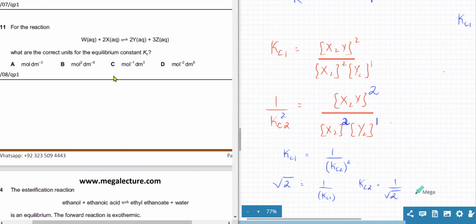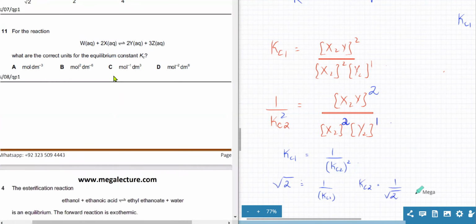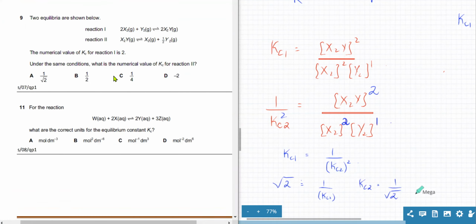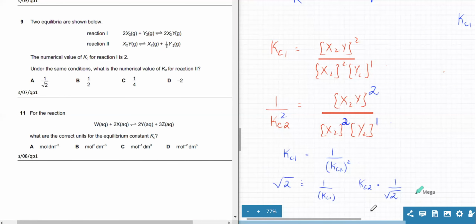I said then, and this is a very important point. Remember, always remember, sir, that, is it A or C? A. Kc1 is equal to 2, so 1 over Kc2 squared, wouldn't it be C? That is, 1 by 4, 2 squared is 4. No, I guess this was 2. Kc1 was 2, right? I wanted Kc2, right? So I had to make Kc2 the subject of the equation. Okay, so this was 2.